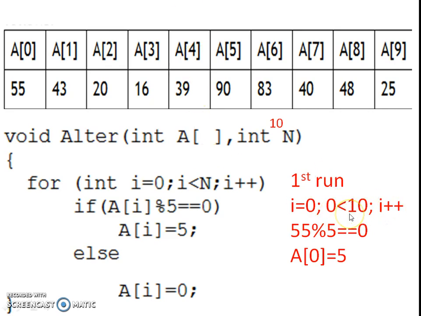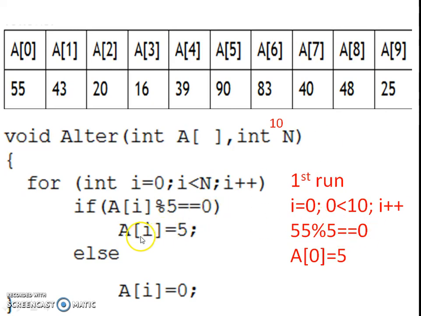As the test condition is true, the compiler will enter inside the for loop. Now the condition checking is if a of i, in our case a of 0, is 55. So when 55 is divided by 5 and the remainder is 0, here also the condition is true.